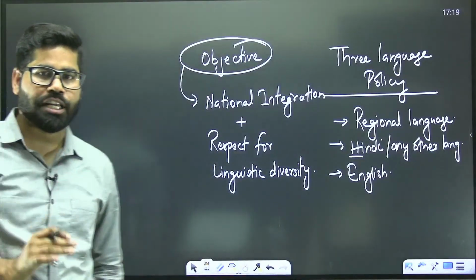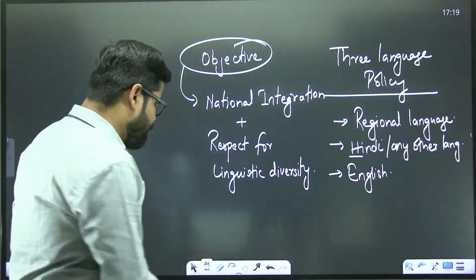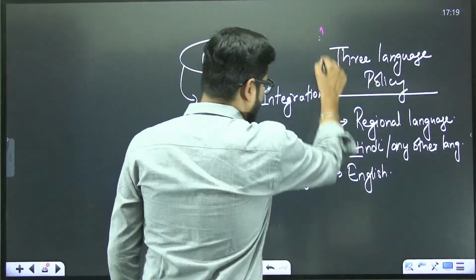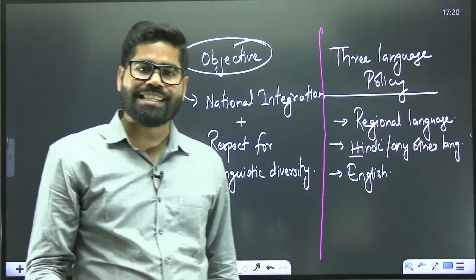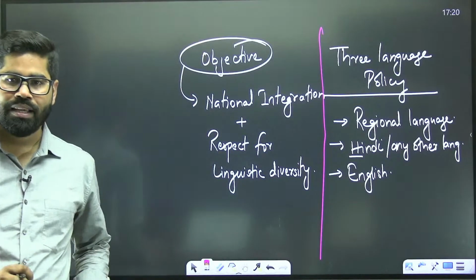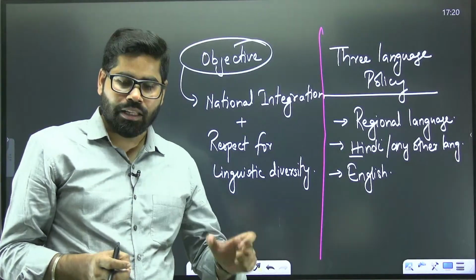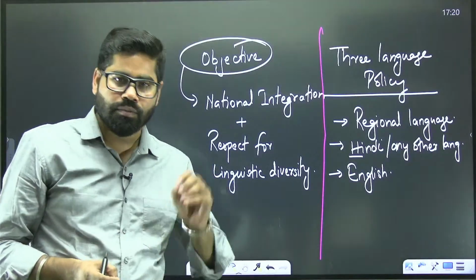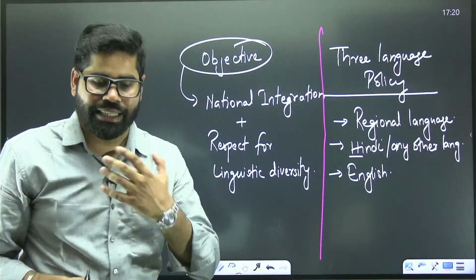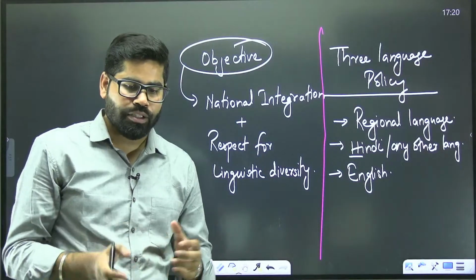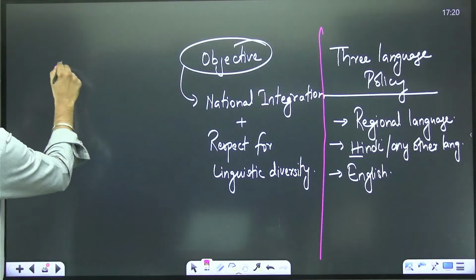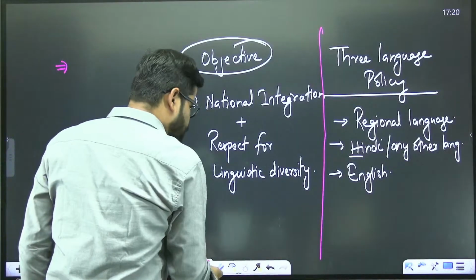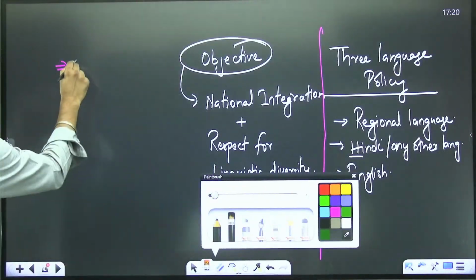Respect for linguistic diversity. So then what we see is that there are two parts here. First, there is the three language policy. Government says that it has this objective because they want to promote national integrity and unity. So that is one part. They are also saying that it can bring educational inclusivity.